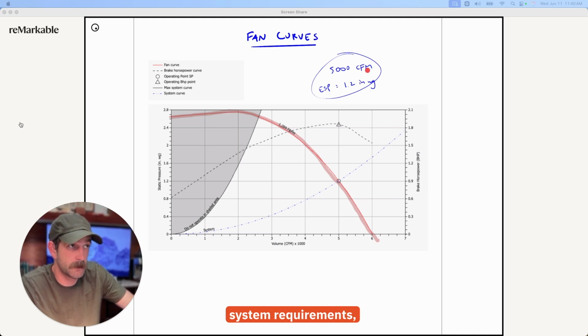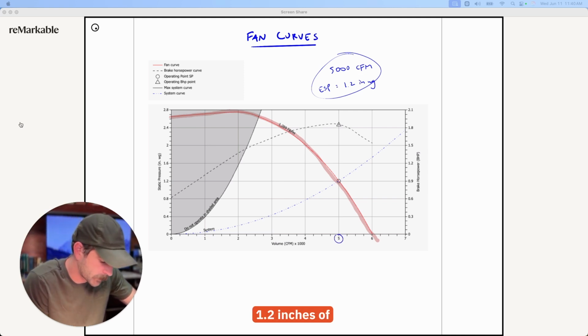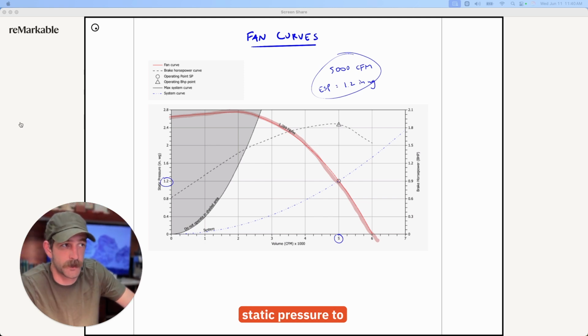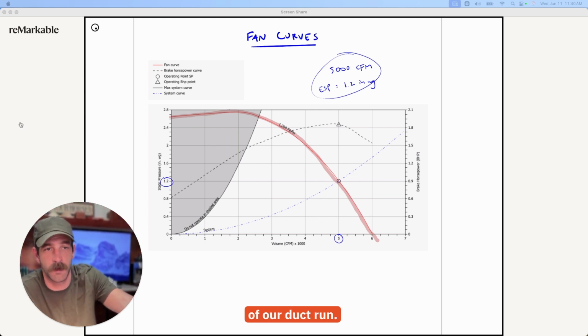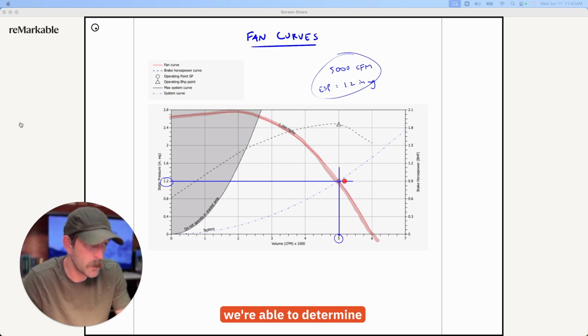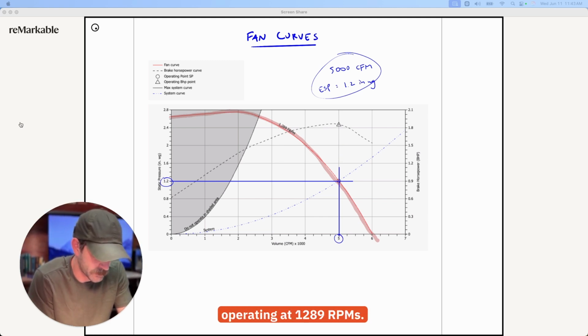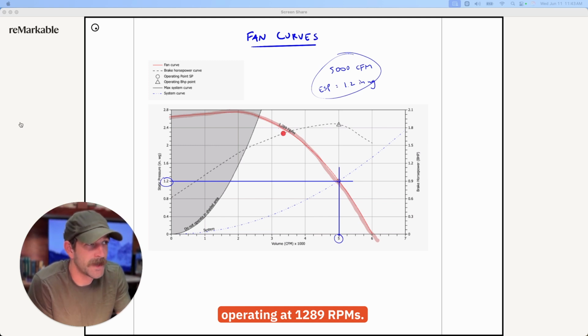So with these system requirements, we're going to start with 5,000 CFM, and we've determined that it requires 1.2 inches of static pressure to distribute all the way through the end of our duct run. Mapping that out, we're going to find where we fall on the fan curve. From there, we're able to determine properties of the fan. This is showing us that we intersect when the fan is operating at 1,289 RPMs.